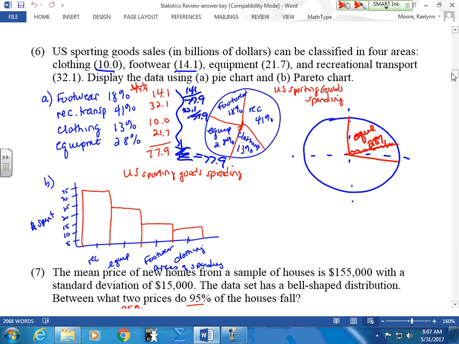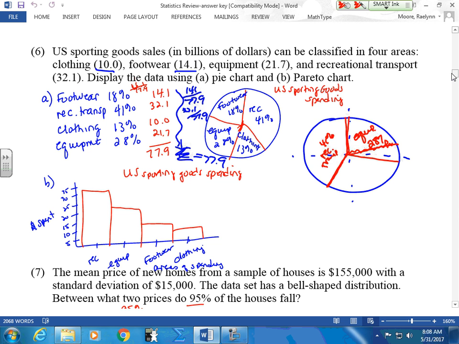And I write the percent, okay? So now I use 28%, maybe 13%, maybe 41. I want to go over here. 41 is close to 50, so it'll be about 9 away. This whole thing right in here is 41%. This is my recreational transportation, whatever that is.